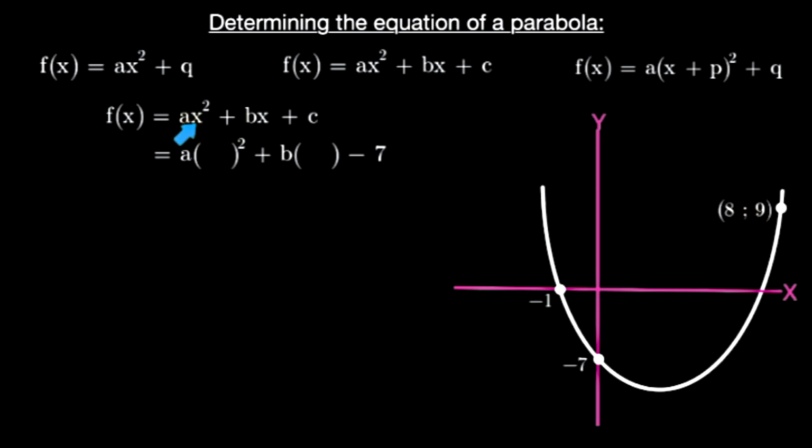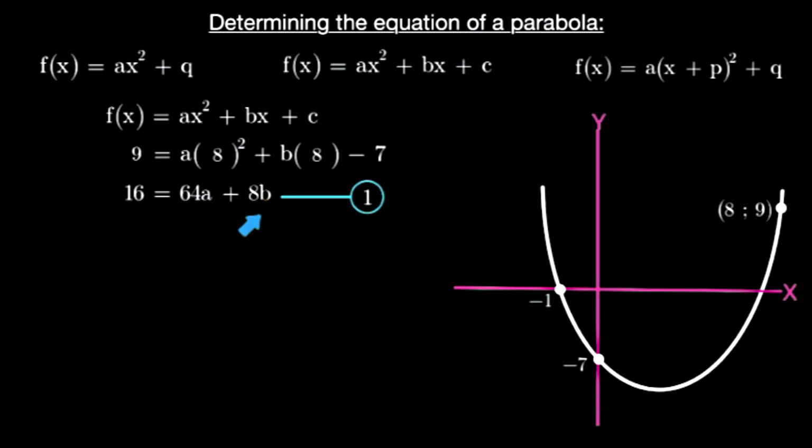So let's do it. In the place of this x, I'm going to put this 8, in the place of this x, I'm also going to put 8, and in the place of y, I'm going to put this 9. Now we do the math on this side. 8 squared is 64, and 64 times a is 64a. 8 times b is plus 8b, and then we take the -7 to that side and it becomes +7, and 9 plus 7 is 16. So this is now an equation that contains two variables, and I'm going to call this my equation 1.